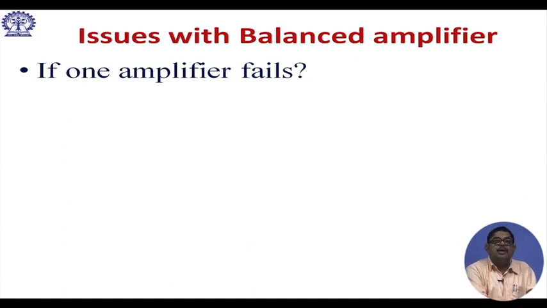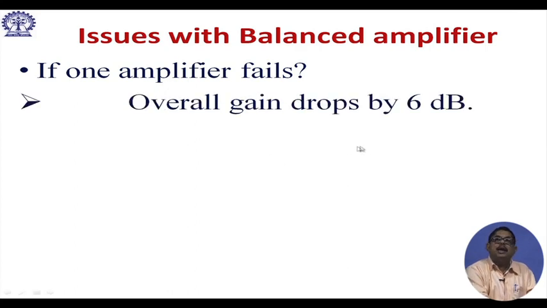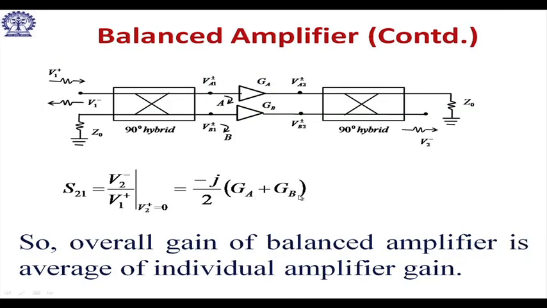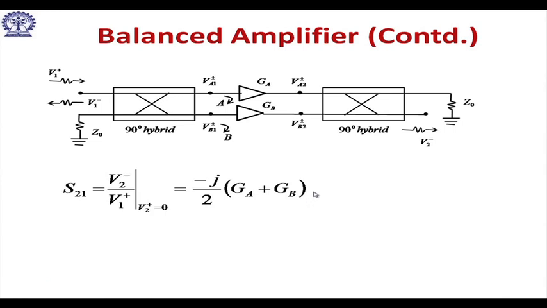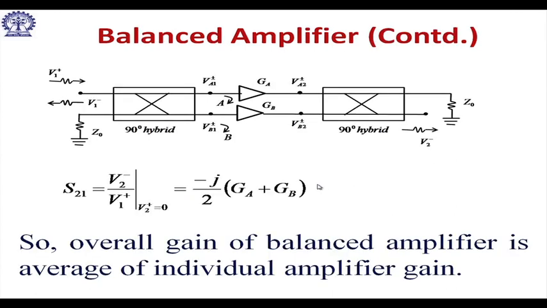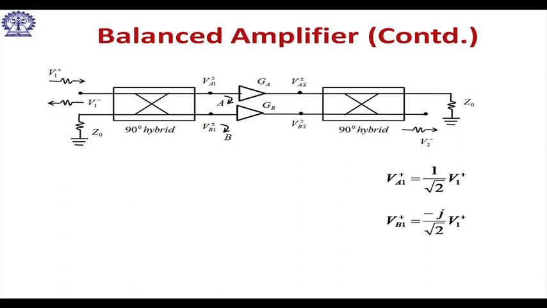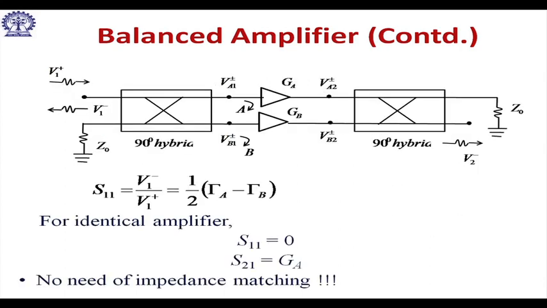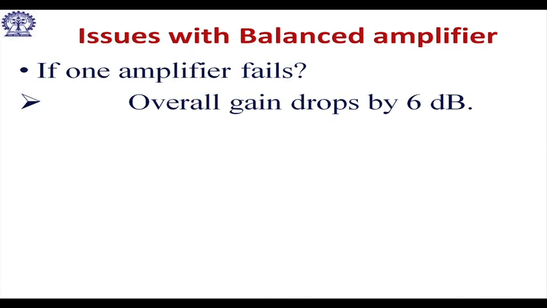Now, issues with balanced amplifier. If one amplifier fails, what will happen? Nothing will happen, your overall gain will drop. Suppose amplifier B fails, so what you get is half of this in S21, that means in dB scale you are getting a voltage gain that is falling by 6 dB. Overall gain drops by 6 dB.